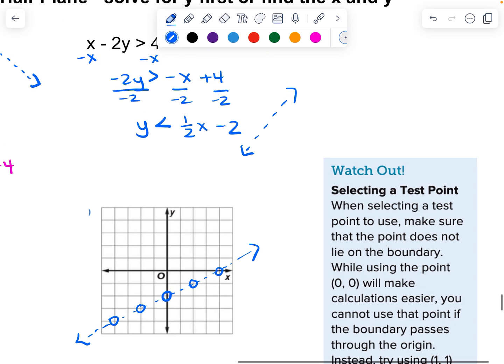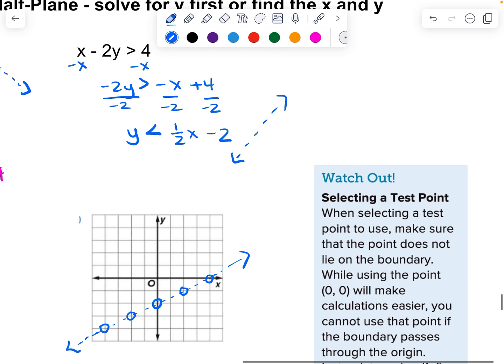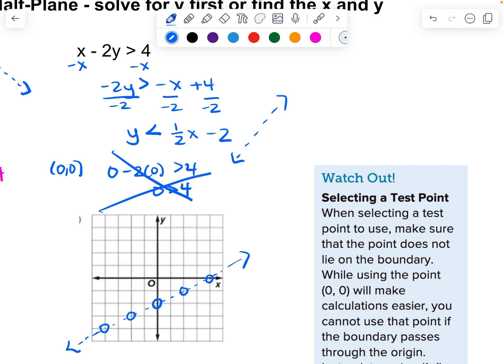Again, I like to pick 0, 0. You do not have to pick 0, 0. 0 minus 2 times 0 is greater than 4. Is 0 greater than 4? No, it is not. So that means that this side right here is the solution.